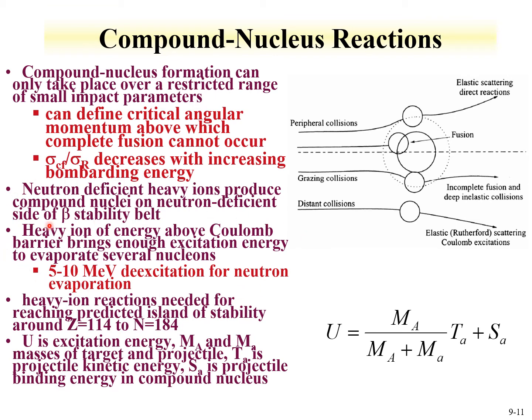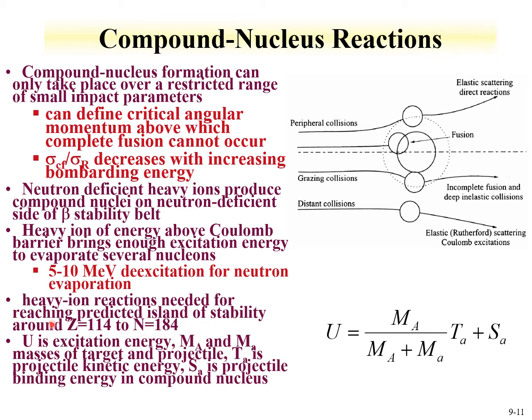During these heavy ion interactions, where the nuclei fuse, the compound nucleus is formed in an excited state, and it can de-excite with the emission of neutron evaporation. This is the reaction used in heavy element production, where you get a compound nucleus formed and the emission of neutrons to form the ground state of the heavy element. These heavy ion reactions are needed for reaching the predicted island of stability in the heavy element regime: Z of 114, N of 184.